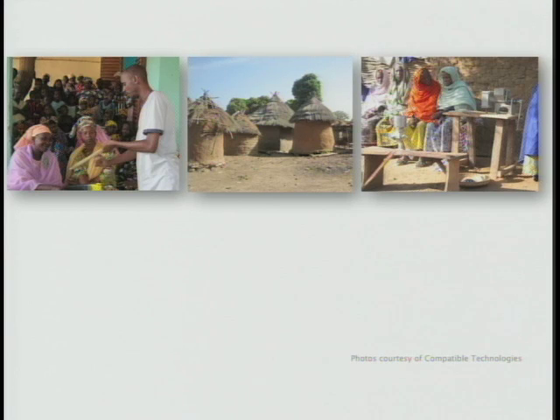So there's a small nonprofit in Minnesota called Compatible Technologies International. They've been spending 30 years trying to eradicate hunger from Earth. They were on a recent trip to Mali, and they recognized the obvious need for a more efficient and effective way to process pearl millet.